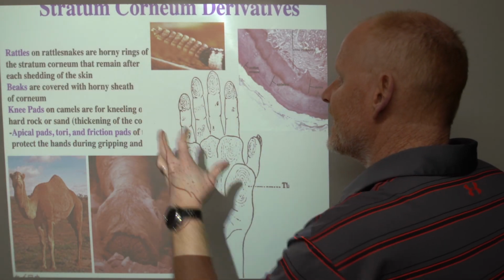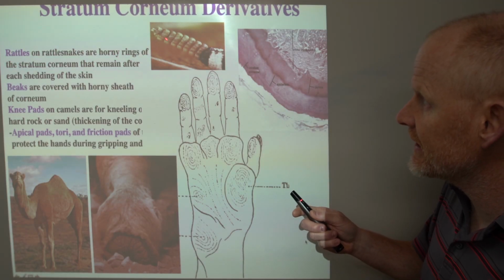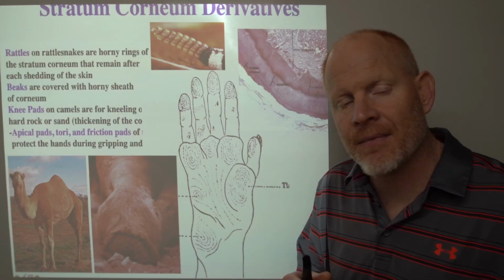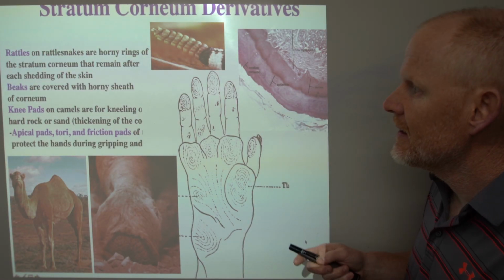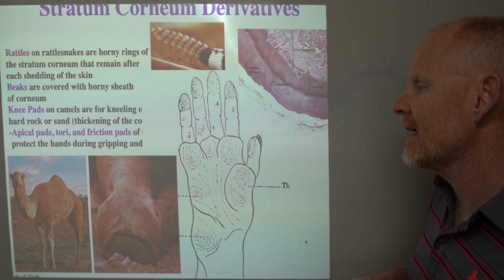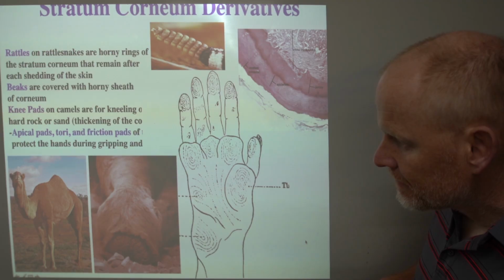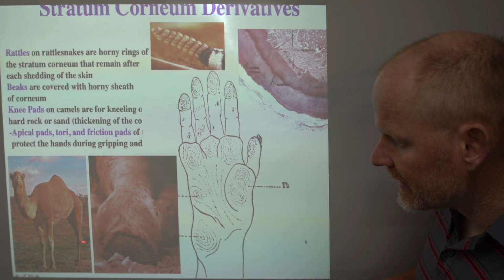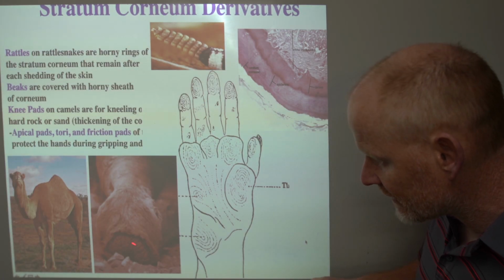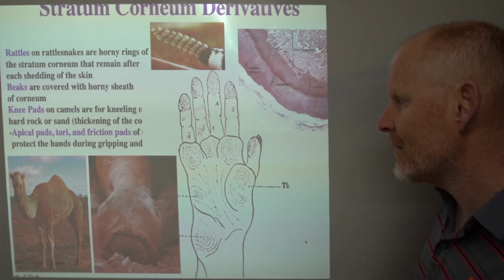And then all kinds of thickenings of the skin, like rattles on snakes. The rattle of the snake is actually leftover rings of shed skin that they move around that make the rattle sound. Beaks are covered with a cornified skin, a heavily keratinized skin. Knee pads and elbow pads that you see in camels, this is what they look like. Again, just to protect that joint, which they lay their body weight on.